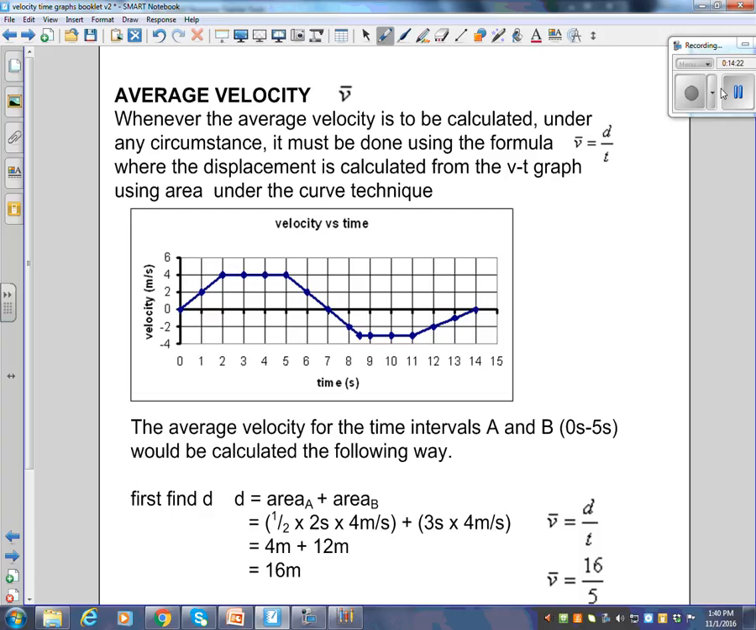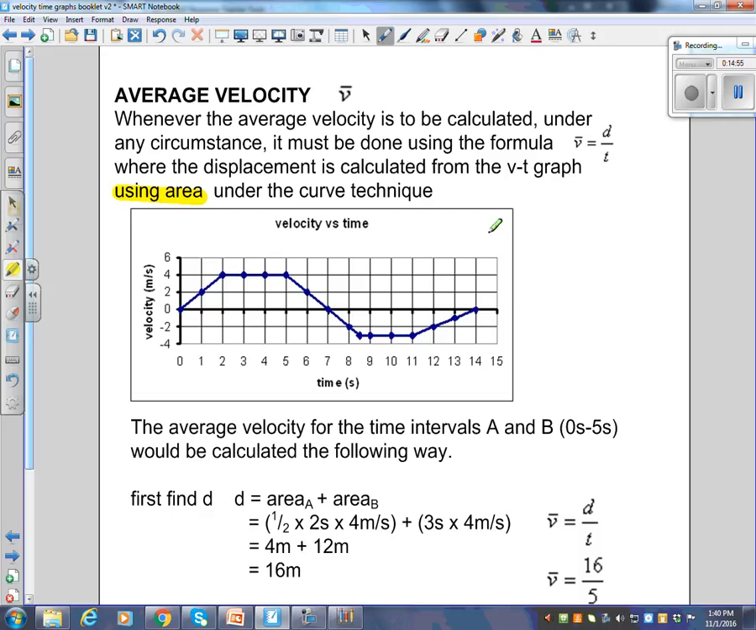Whenever the average velocity is to be calculated under any circumstance, it must be done using the formula v equals d over t, where d is the displacement. How do we get the displacement? By finding the area. You have to find the displacement first using the area. Let me give you an example of what not to do. If you're one of those people that has to touch it because it's hot and you were told not to, don't listen.